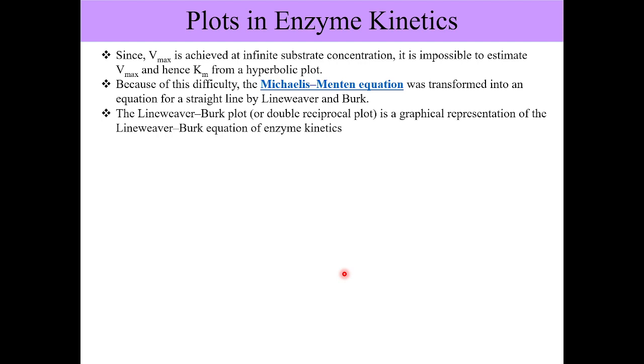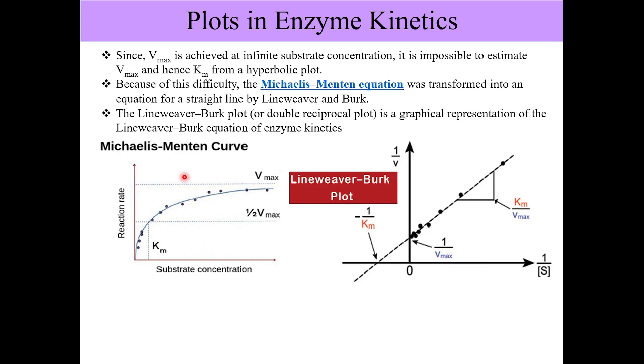Since Vmax is achieved at infinite substrate concentration, it is impossible to estimate Vmax and hence Km from a hyperbolic plot. If you look at this Michaelis-Menten curve, you see that this is going into saturation, and therefore it is next to impossible to find out the real value of Vmax, right? Because this is a hyperbolic curve. It is going into infinity. Even if we go to infinite substrate concentration, determining the actual value of Vmax would be difficult.